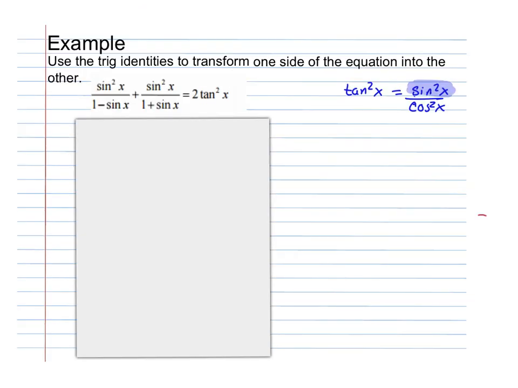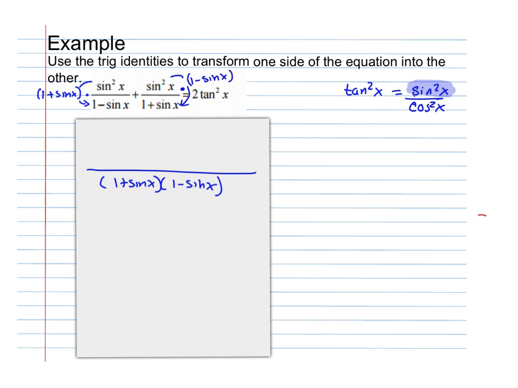So for this problem, what I'm going to do is multiply this side by 1 minus sine of x because I want to get a common denominator. I want to make it into one big fraction. So this is going to be 1 plus sine of x. So I want the denominator of both of those to be 1 plus sine of x, 1 minus sine of x. That means I'm multiplying top and bottom by that. When I multiply the bottom, it will give me this.